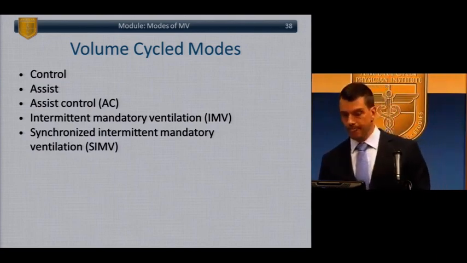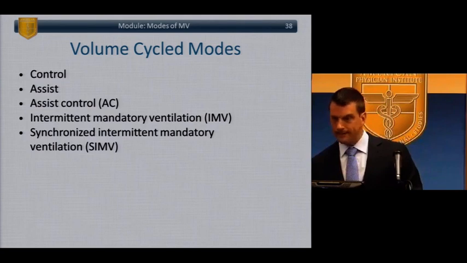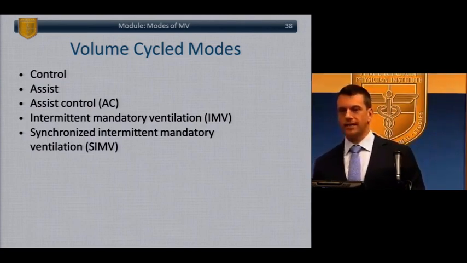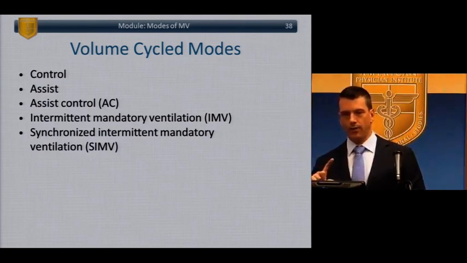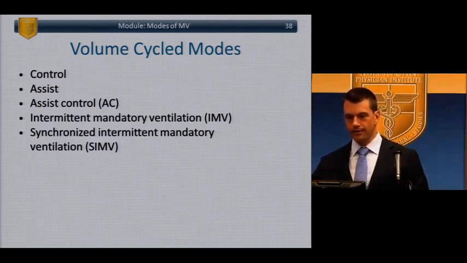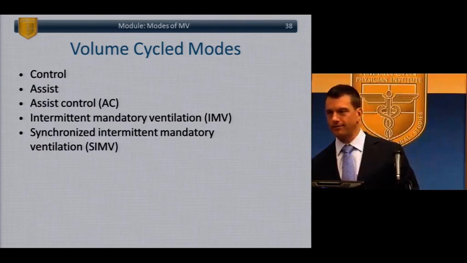How then is assist control different from synchronized intermittent? Again, we'll go over some of these settings again, but it has to do with what's delivered on the extra breaths. When the patient triggers a breath above your set rate, in assist control, the ventilator delivers a full supported breath. In IMV, it might deliver nothing, or you can add pressure support and it delivers a little pressure support, but not the full volume.